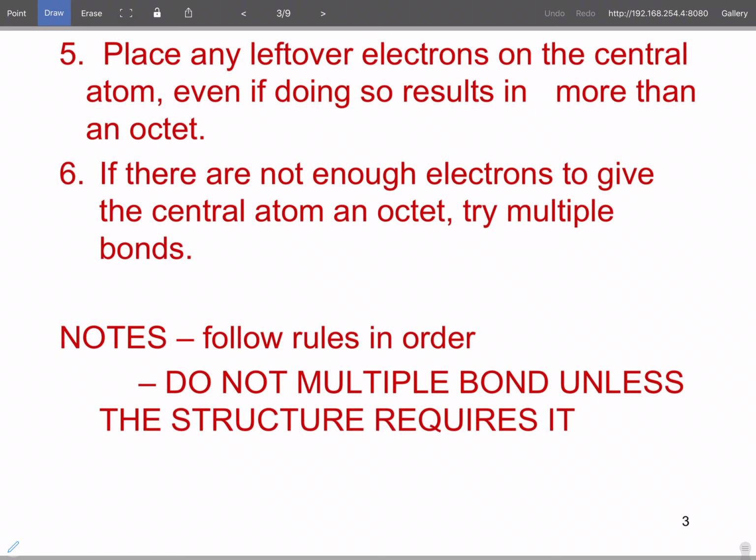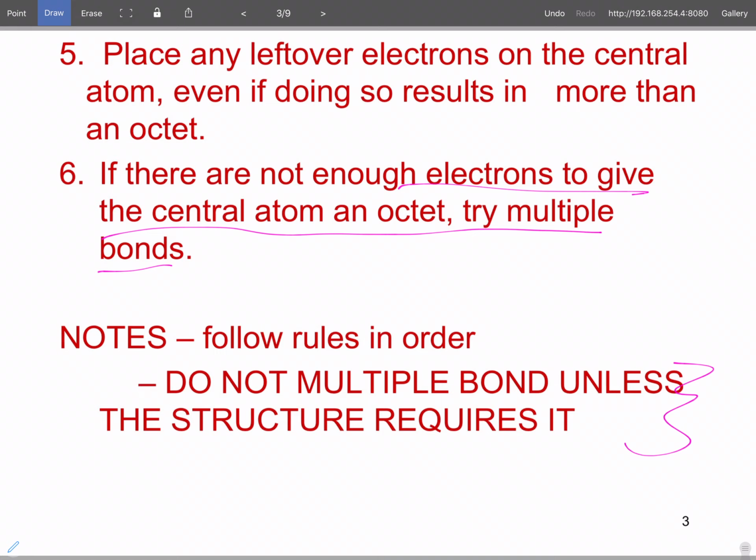You place any leftover electrons on the central atom, even if doing so results in more than an octet. But if there are not enough electrons to give the central atom an octet, try multiple bonds. Generally follow the rules in order. Don't go backwards. And for some reason, some people are just like multiple bond fiends. They like to multiple bond everybody. If you find that you are one of those, resist the urge. And contact me so that I can walk you through how to avoid that pitfall.